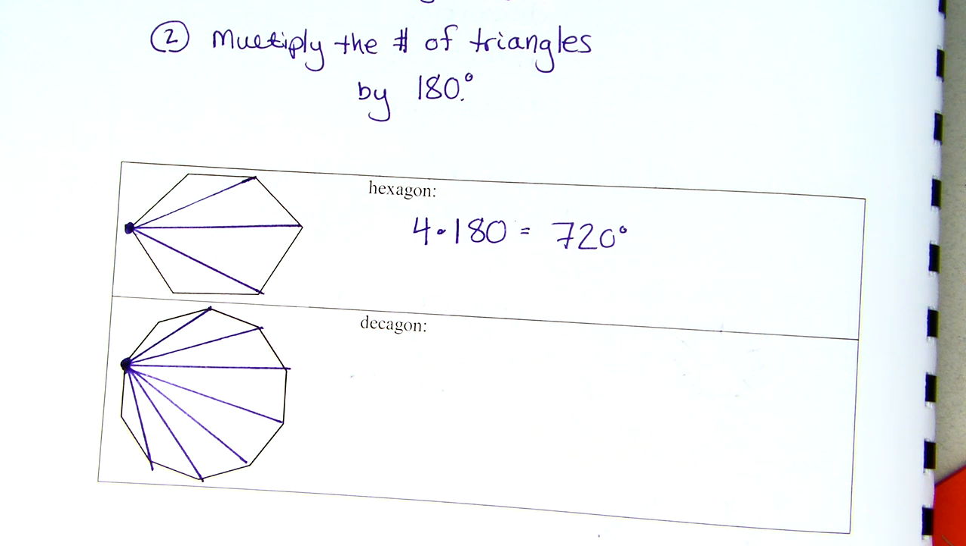And when you're done and you've counted, do your multiplication. Let's figure out how many degrees in a decagon. And remember, you're counting those triangles that you see. George thinks 8 triangles. Did anyone get more than 8? Less than 8? Did we get 8? Okay.